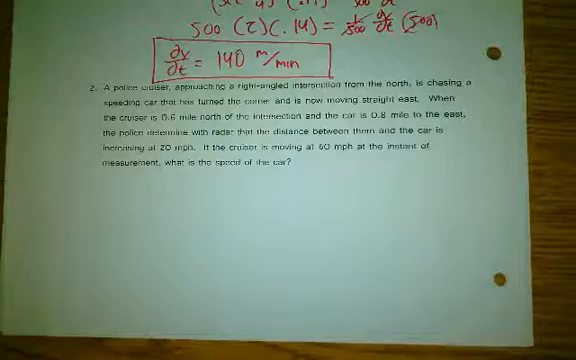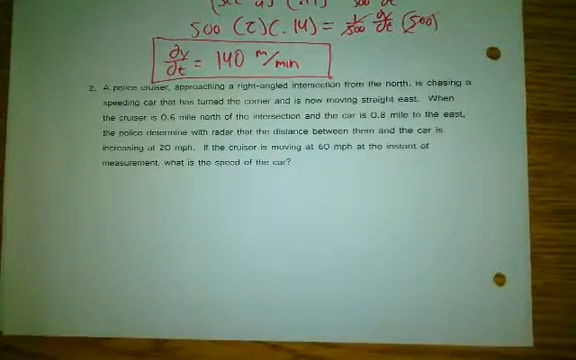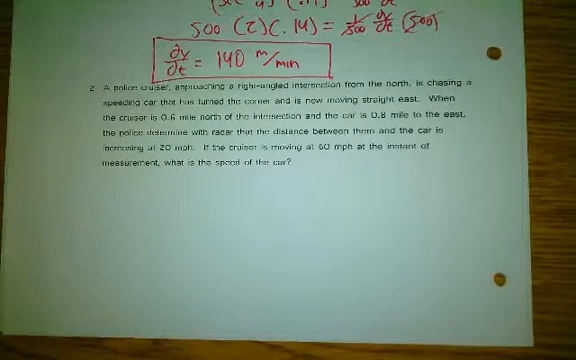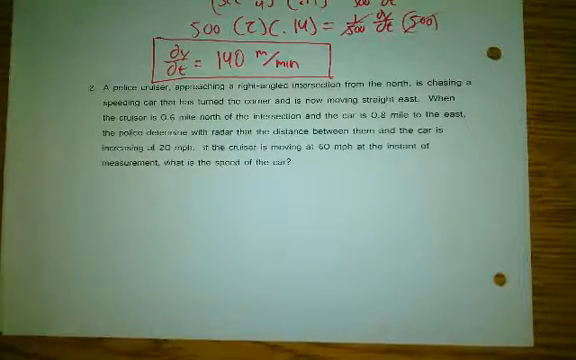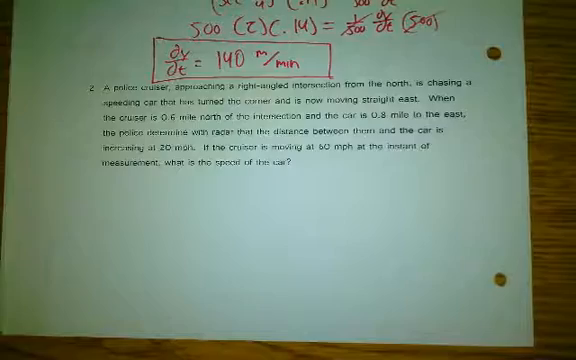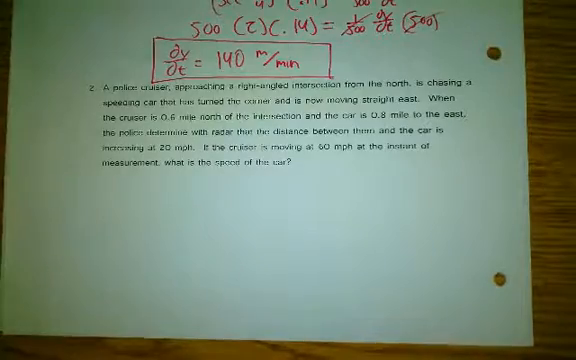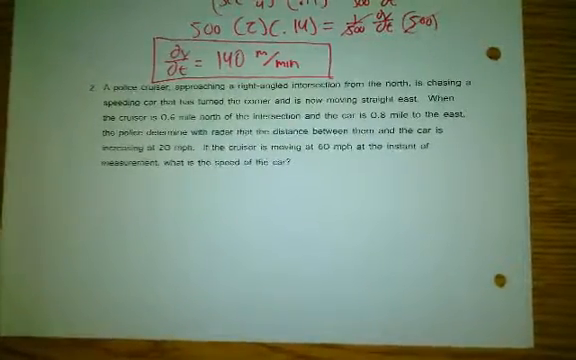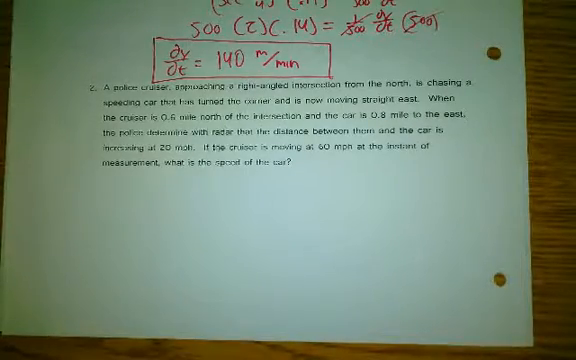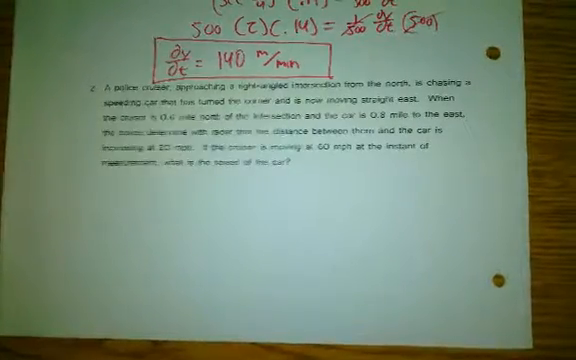A police cruiser is approaching a right angle intersection from the north, chasing a speeding car that has turned and is now moving straight east. When the cruiser is 0.6 miles north of the intersection and the car is 0.8 miles to the east, the police determine with radar that the distance between them and the car is increasing at 20 miles per hour. If the cruiser is moving at 60 miles per hour at the instant of the measurement, what is the speed of the car? There's a lot going on in here. I don't see how you can do this without a sketch.